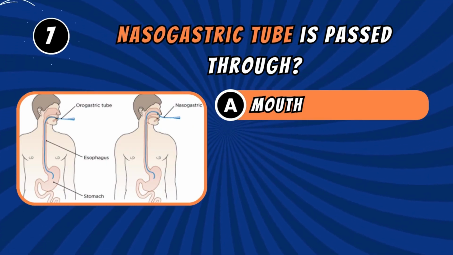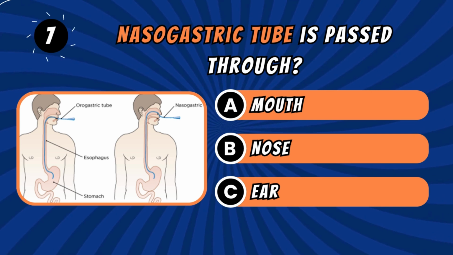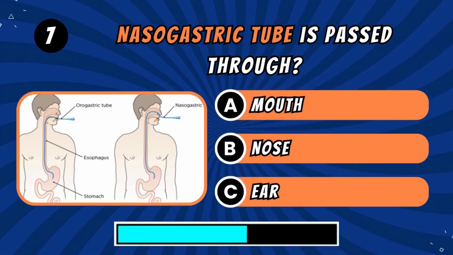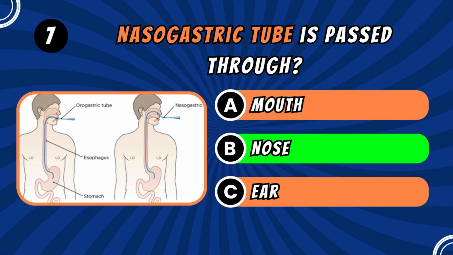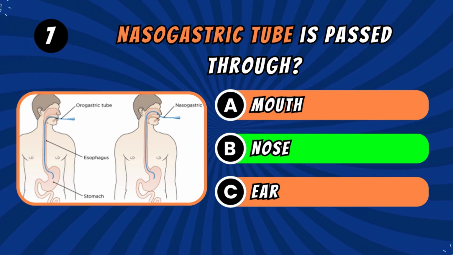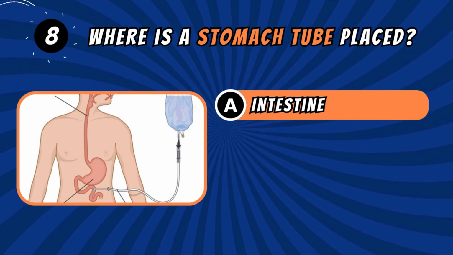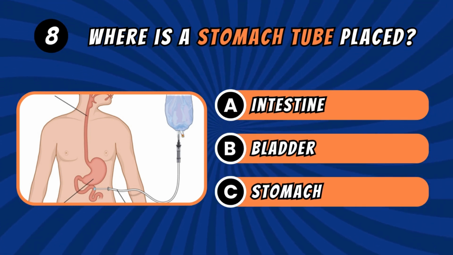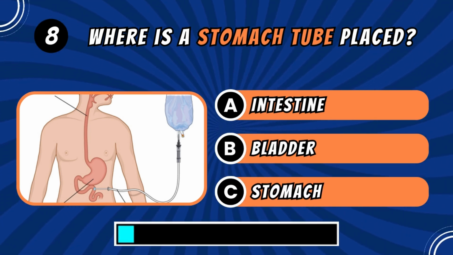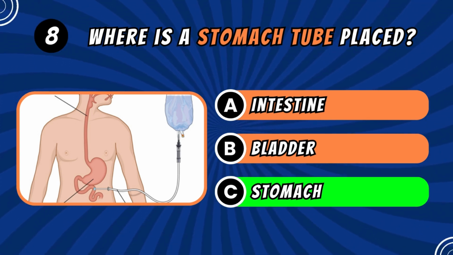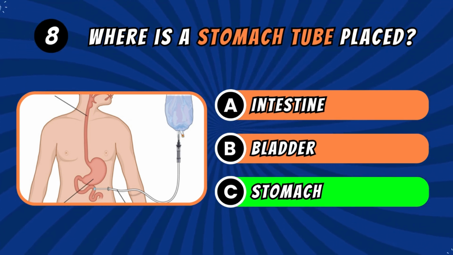Nasogastric tube is passed through? Answer B. Nose. Where is a stomach tube placed? Answer C. Stomach.